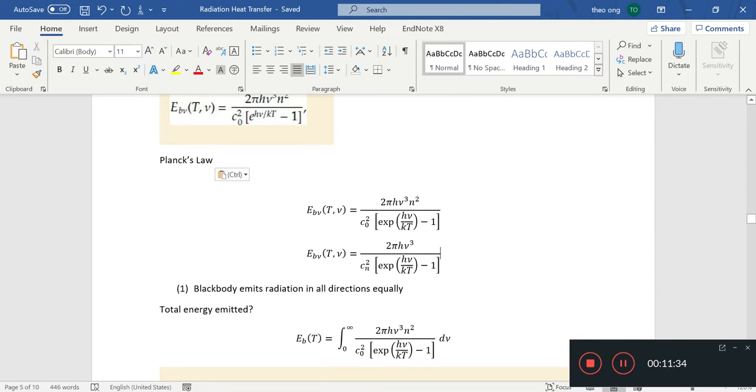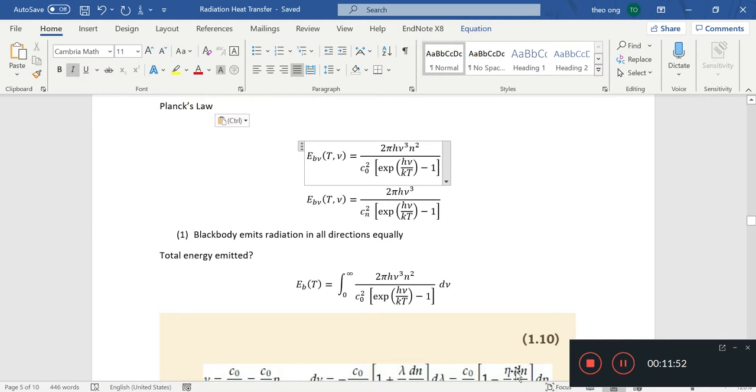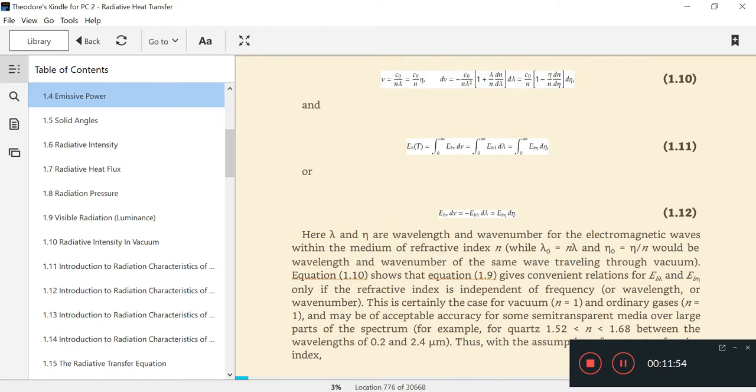And sometimes, you know, people don't just express the blackbody spectral emissive power using frequency, or nu. Sometimes people like to use wavelength or wave number. And if you just copy these parts here, you can see that using the wave relationship, c equals f lambda, or c equals n f lambda, or c equals n nu lambda. Can you see here?